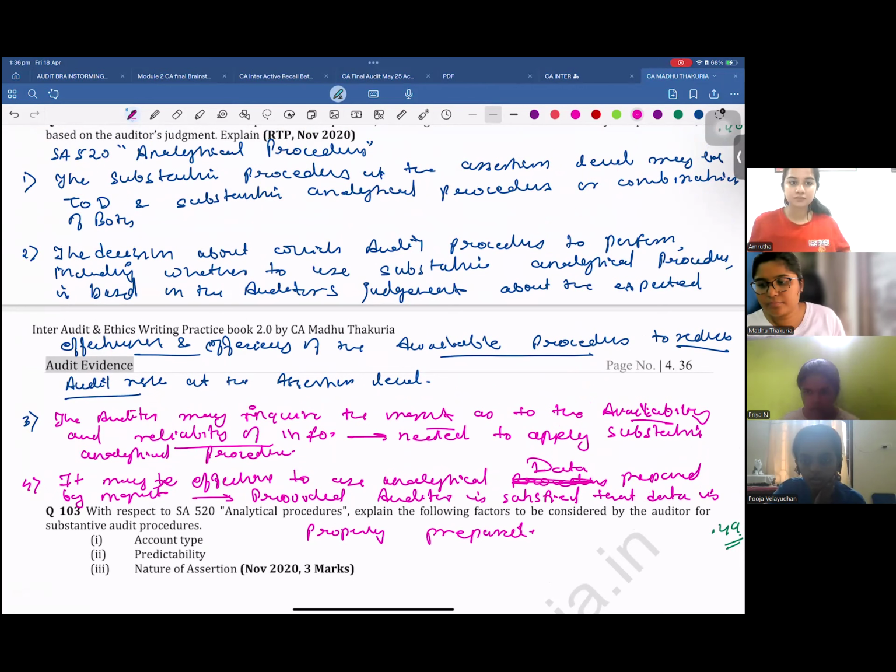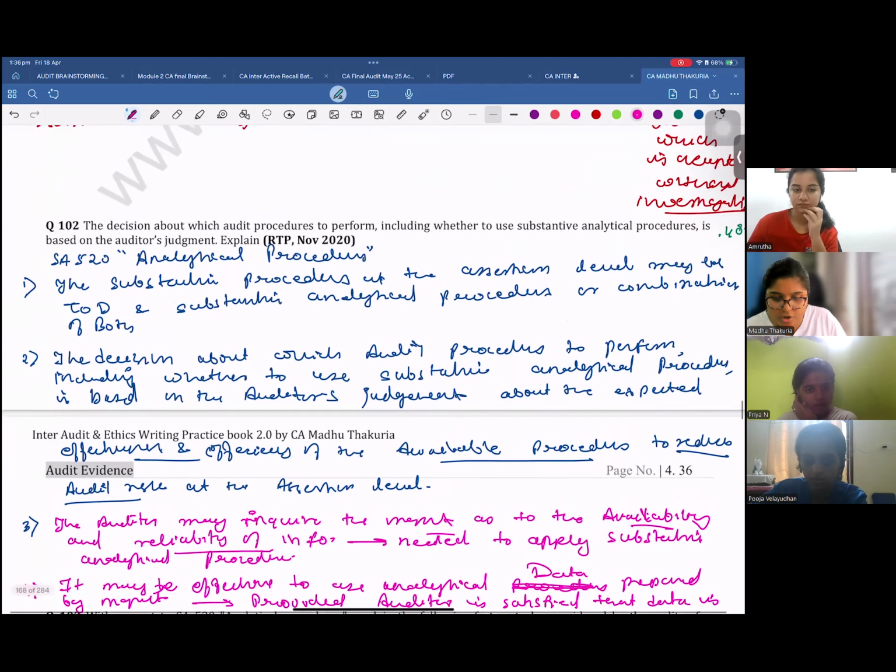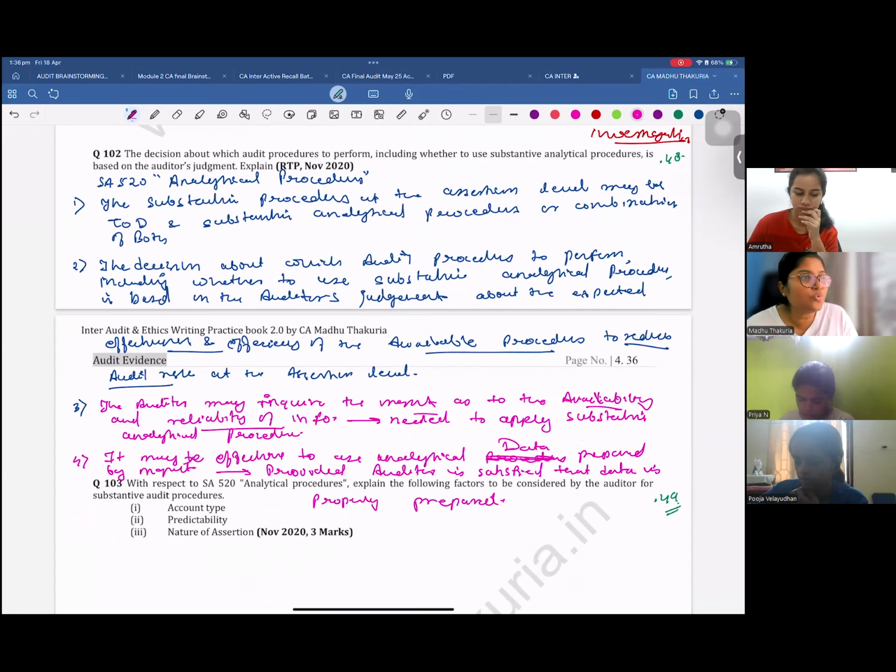Ma'am, shouldn't we write about the suitability of substantive analytical procedure? Not really, because the question here is whether to use the substantive analytical procedure or not. You have not yet decided whether to use it or not. So whether to use that as a substantive analytical procedure, you need to first tell why it is important as part of your overall audit procedure that you want to use that. And second, whenever you want to use that, you have to make sure that it is going to reduce your overall audit risk. You can ask the management about the availability of data. Once you know that availability of the data is there, if you're going to use the data prepared by the management, make sure that you are satisfied with the data.